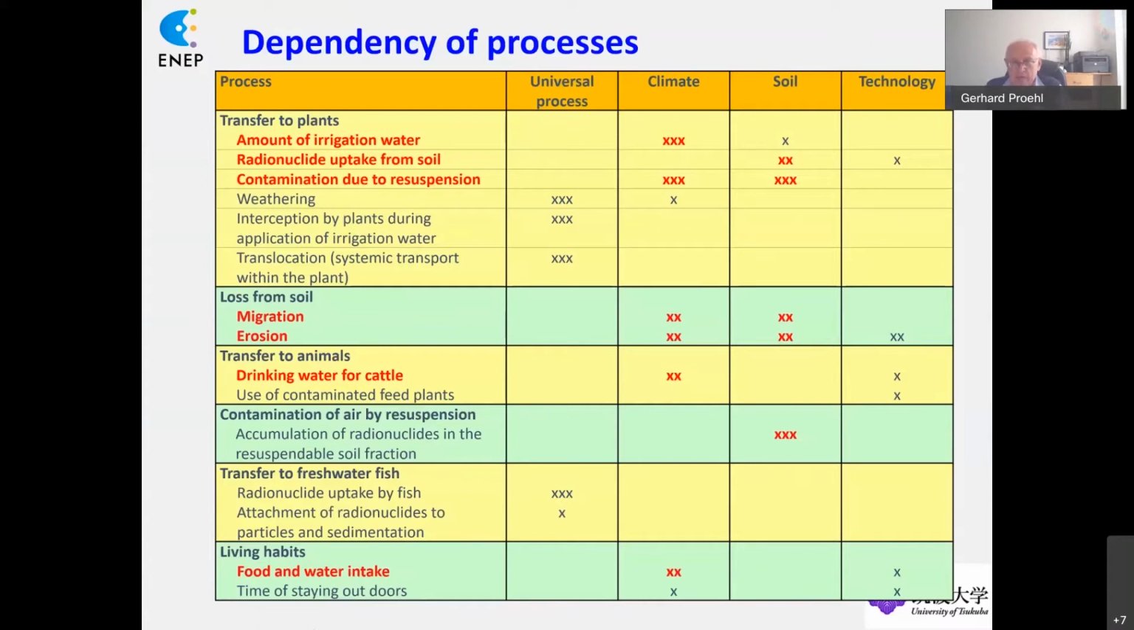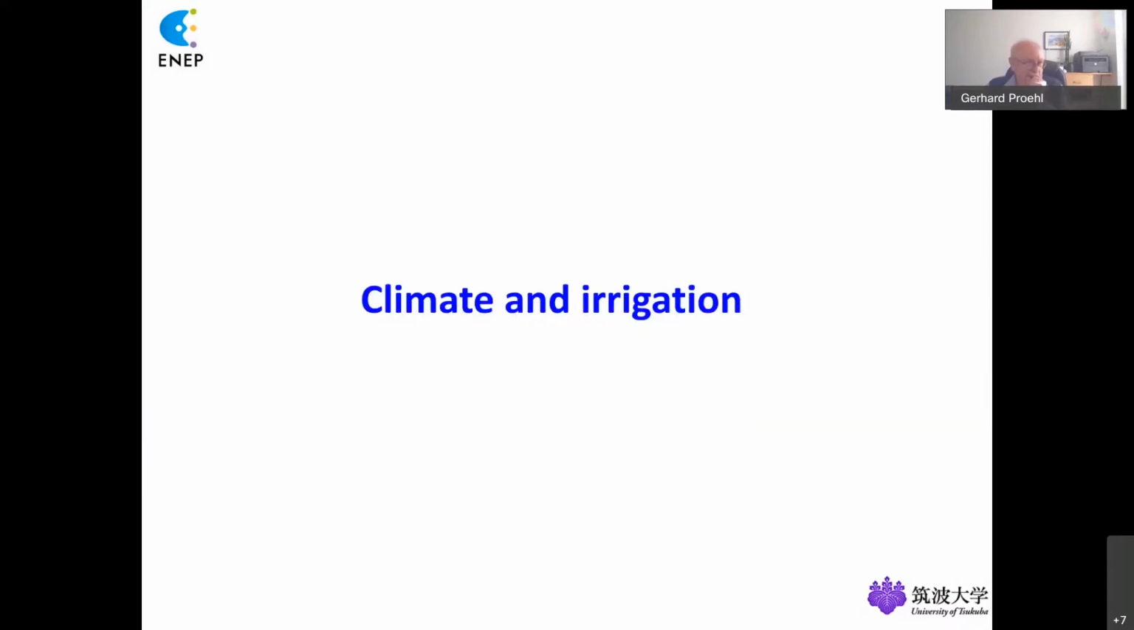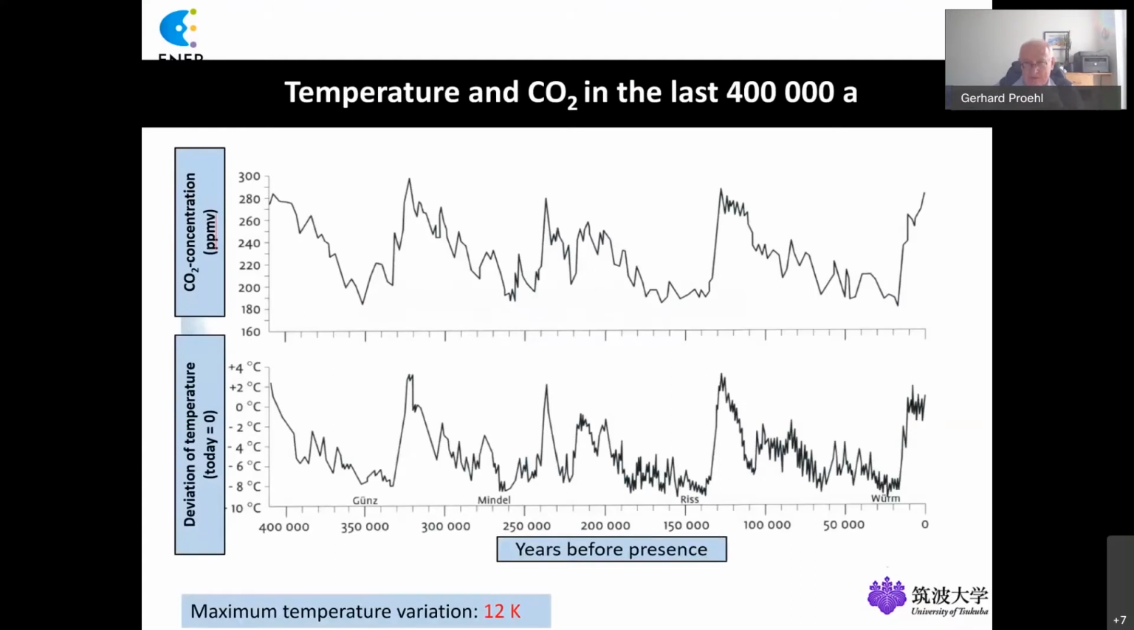What you also see here, there are some universal processes, but we don't expect that such processes will be very different in the future. However, they might to some extent also be influenced by conditions at the site. So a key element is climate and irrigation. What you see here is, this is for Middle Europe.